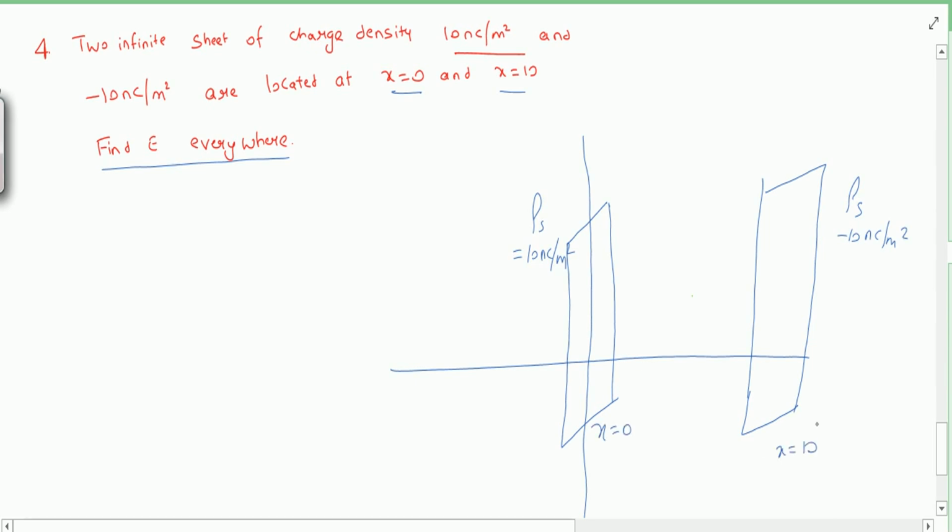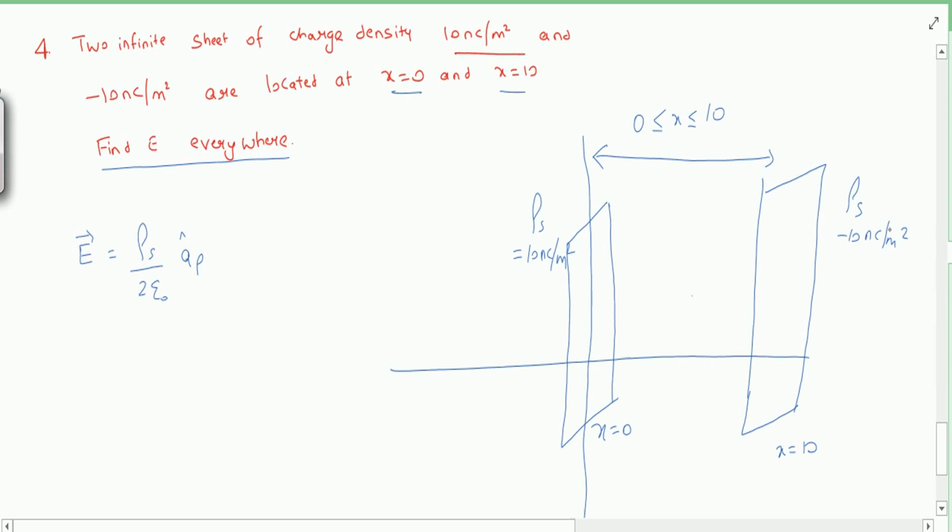Now you have learned that for an infinite surface the electric field intensity is given by rho s by 2 epsilon naught, and the direction depends on the point, on which side it is. So suppose we are finding the electric field between this region. What is this region? It is from 0 less than x less than 10.